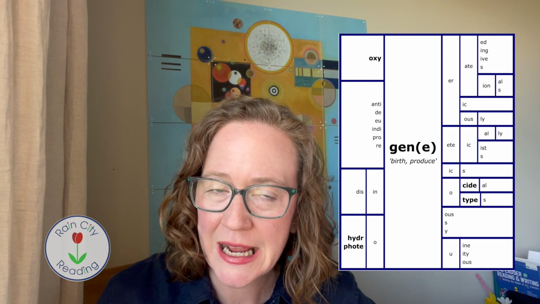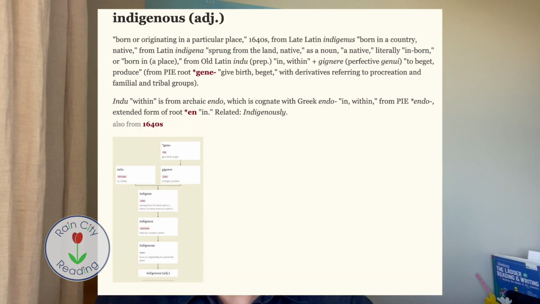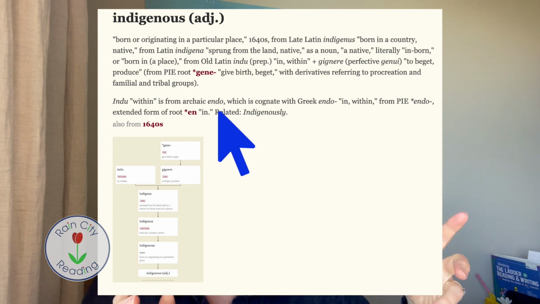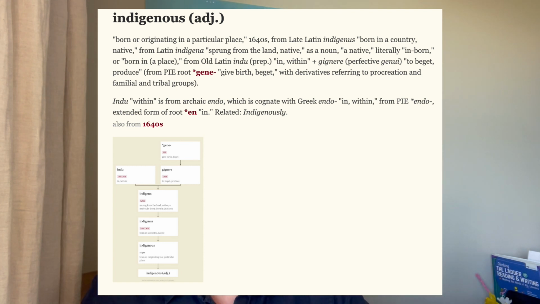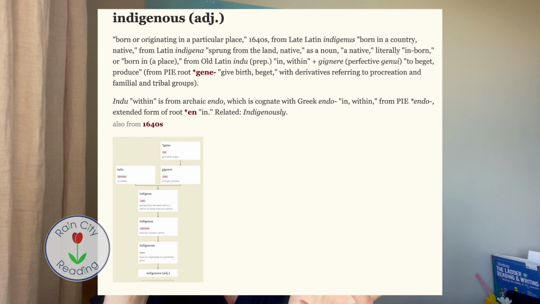Indigenous also has an indi- prefix, and this is one that is also in indigent. It doesn't show up a lot, but it shows up and we certainly know that it's there, and it comes from endo, and it's in, within. There are words like endoscopy, endospore, endomorph that are all related. They all have this idea of inside, within, internal. And so Indigenous, with the gen meaning produce, bear, birth, beget, it's born within. People who were born within this place are the Indigenous people.